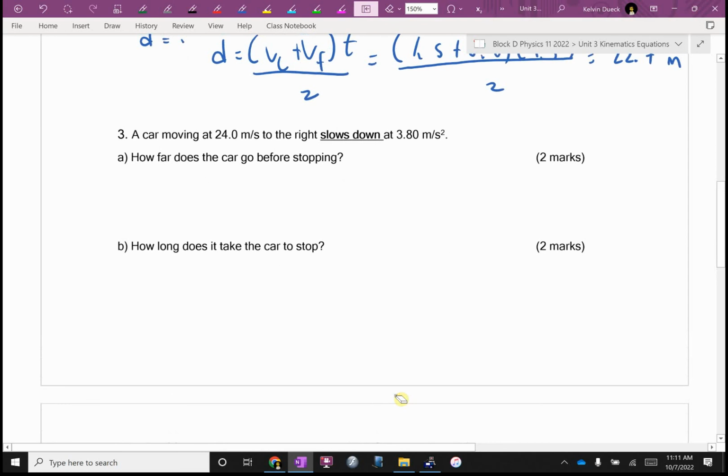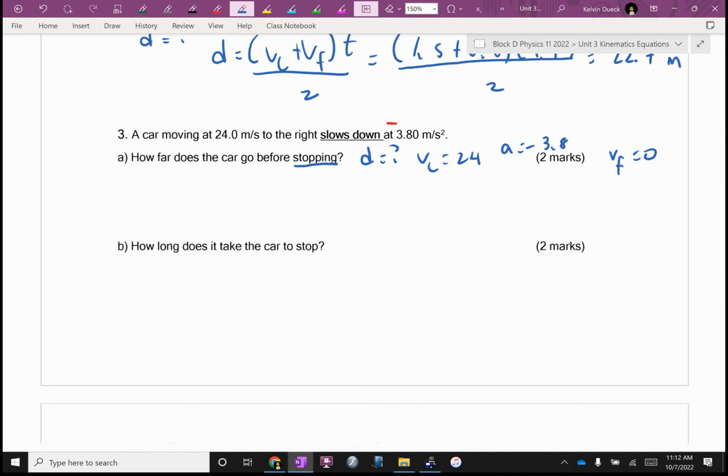How far? It looks like it slows down and then stops. So here's what I did before I even jumped in. I made the acceleration negative because we're slowing down. And then stopping, I know VF is going to be 0, so they want me to find D. VI is 24, A is negative 3.8, VF equals 0.